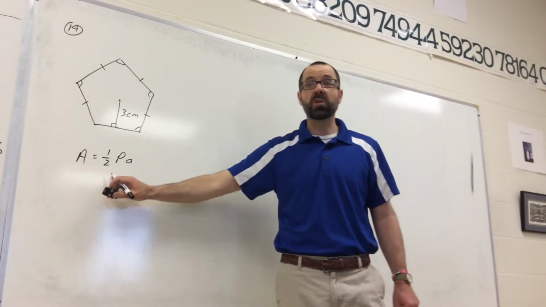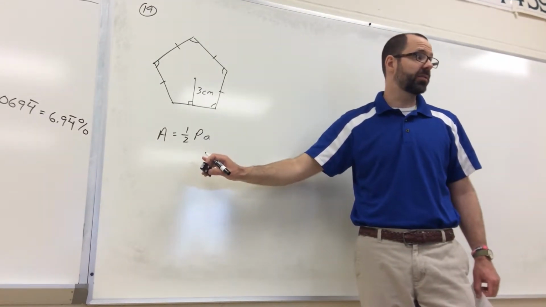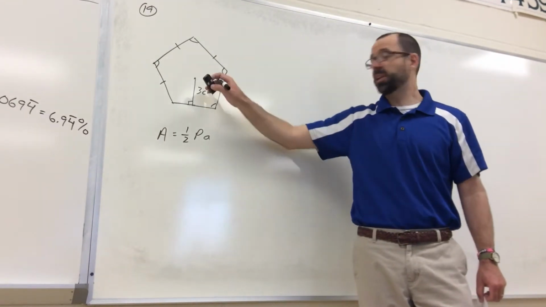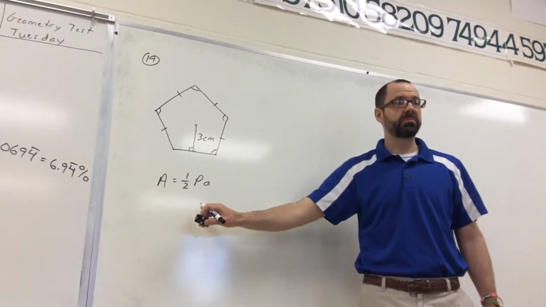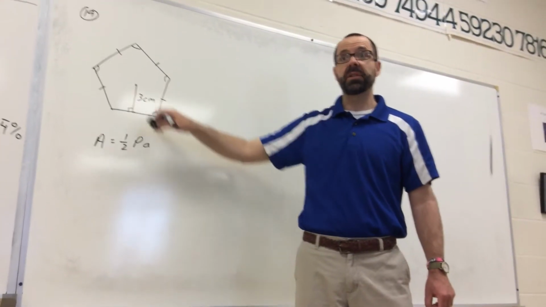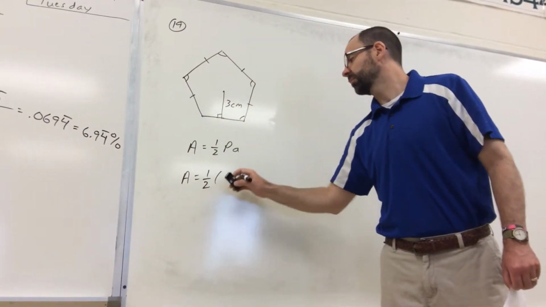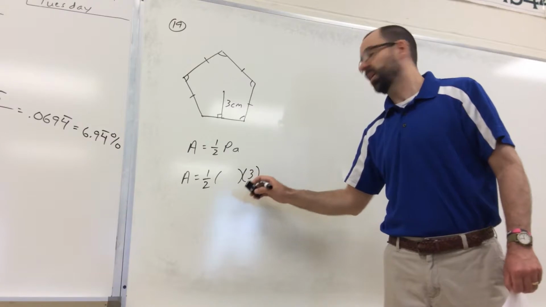Now this does not work on all pentagons. It only works on regular pentagons. But this pentagon is regular, so we can use it. They gave us the apothem. It's 3. So 1/2 times perimeter times apothem.